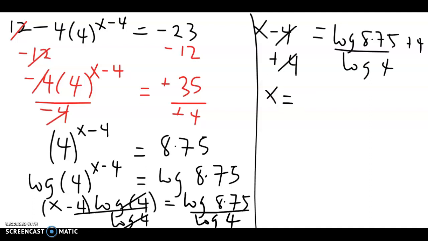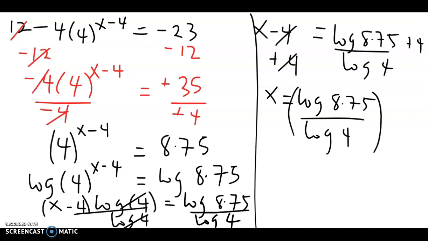So you have x equals log of 8.75 divided by log of 4, and you add 4 to the result. And when you do this on your calculator, you should get 5.565 if you leave it to 3 decimal places, and that is your x.